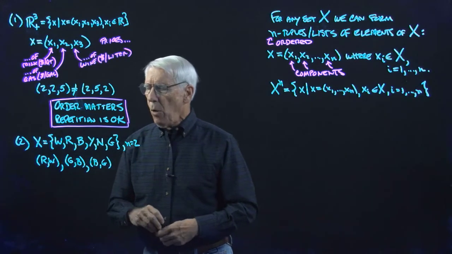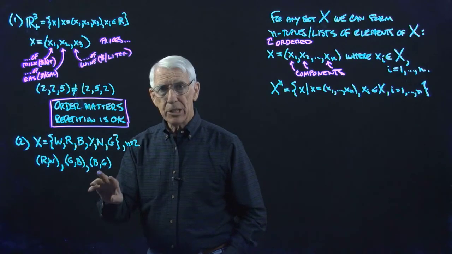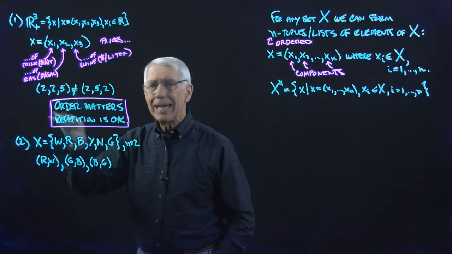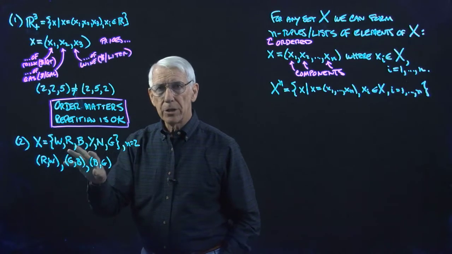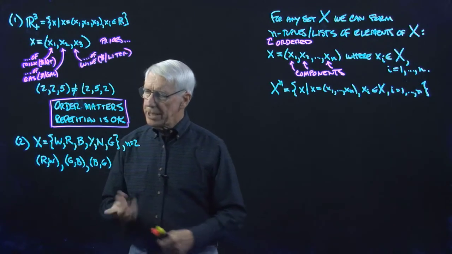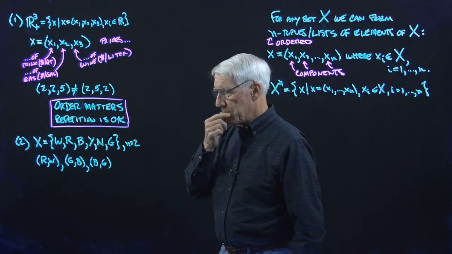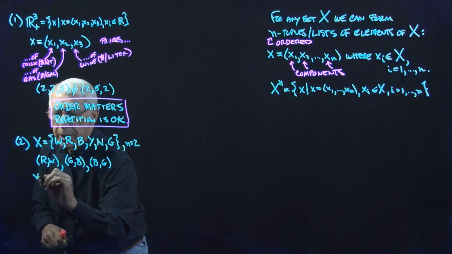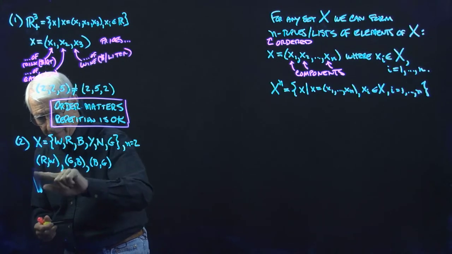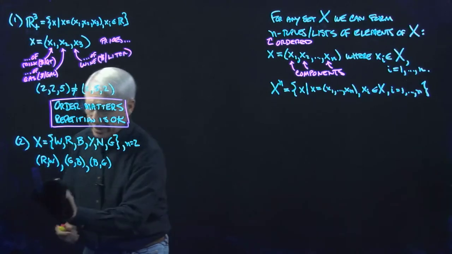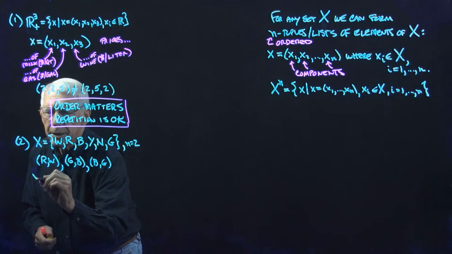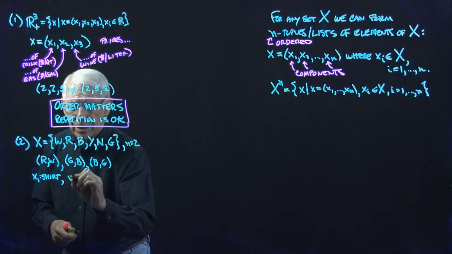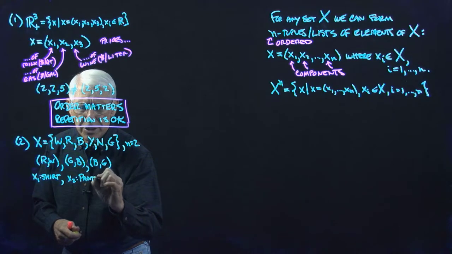And so what I want to do now is make an interpretation of these letters, just like I made an interpretation of these numbers. So if you like, make an assignment of the different colors to some kind of meaning, some kind of particular situation. Let's say that the first component is the color of someone's shirt. Let's say that the second component is the color of someone's pants.